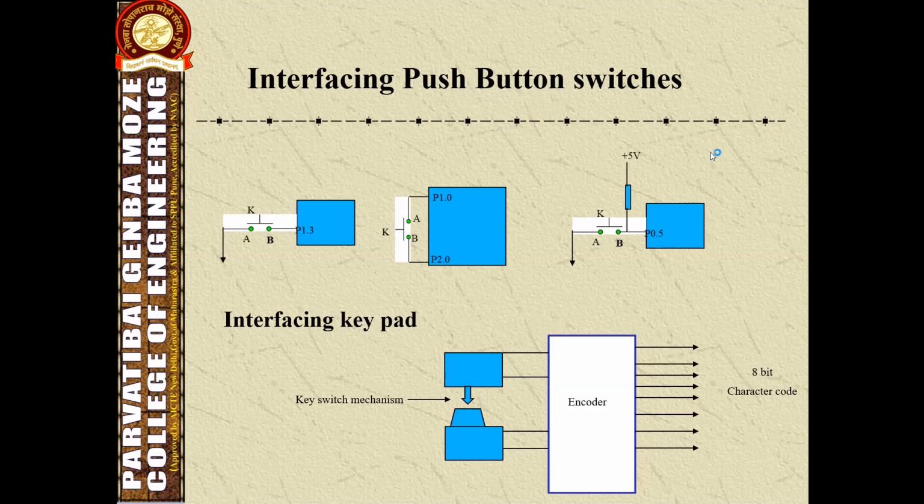Whenever there is a connection, the current flows from here to here. This being high means the key is pressed, because when the button is pushed, a connection is established between these two terminals, current flows from port 1 to port 2, and a high signal appears here, so the key is pressed. Such a configuration is used in a matrix keypad.